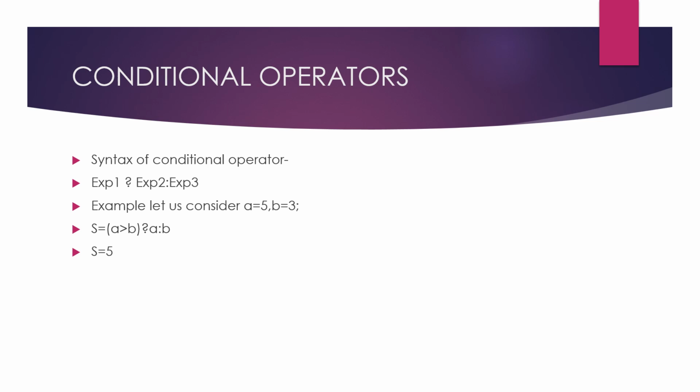So let us consider here a is equal to 5 and b is equal to 3. So here we get that s is equal to a is greater than b. Here what will happen is, if the above condition is satisfied, then A will be printed, and if the given condition is false, then B will be printed. So here we can see that 5 is greater than 3, so A will be printed, that is nothing but 5.